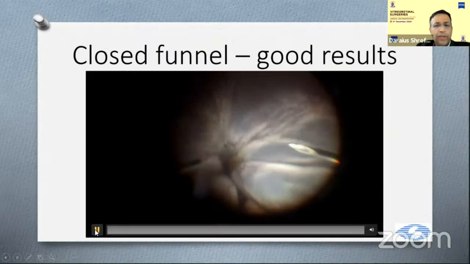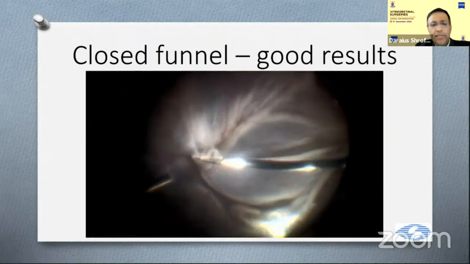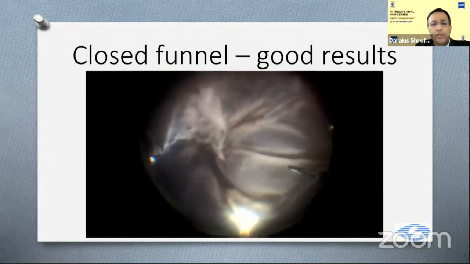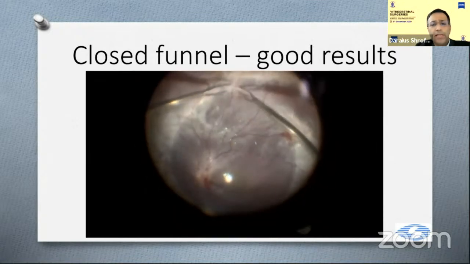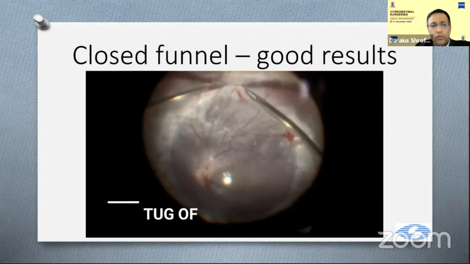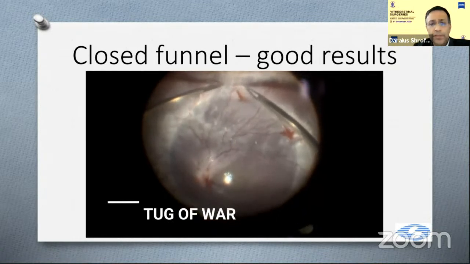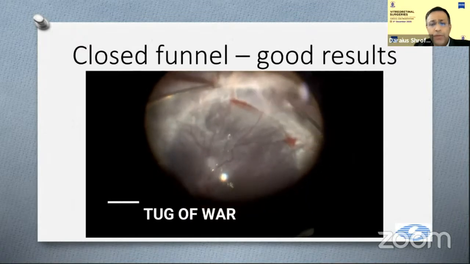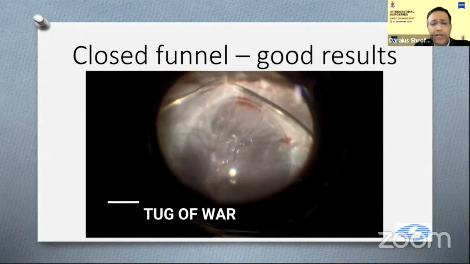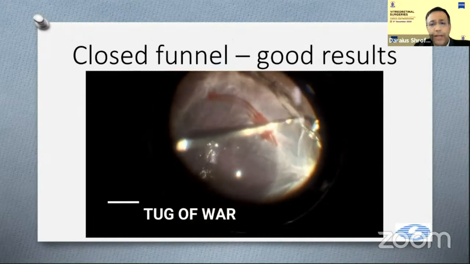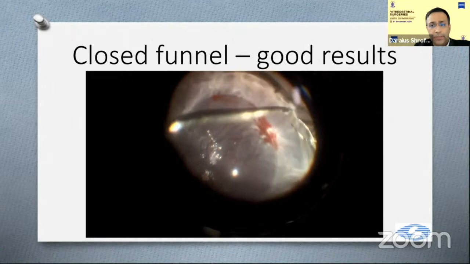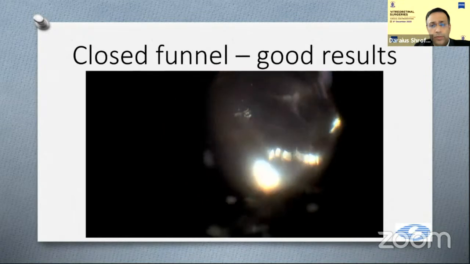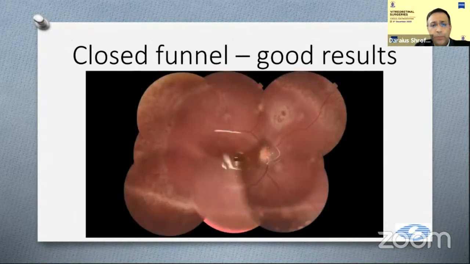So in fact, this maneuver gives good results in even severe cases where you can have a closed funnel kind of detachment. And this is a post buckle also, very often we get such cases. So you can again see the two forceps performing the tug of war. So basically it prevents us from having to do large retinectomies or relaxing retinotomies in the periphery by doing this maneuver. This was another young girl who we operated and retina attached quite well. This is a post-op photograph.